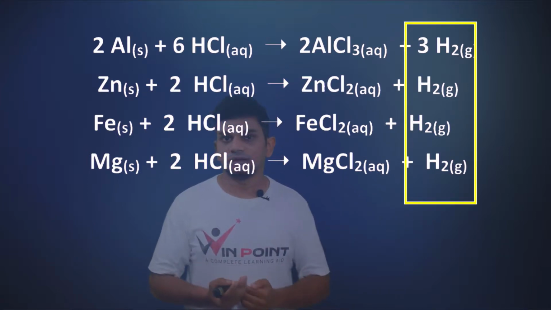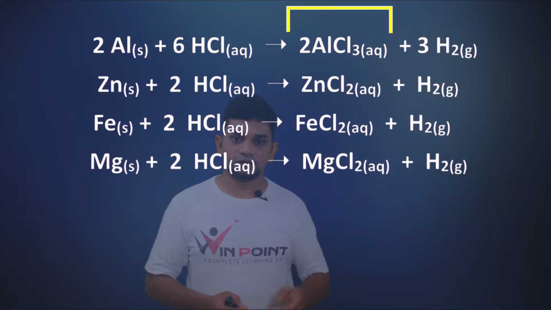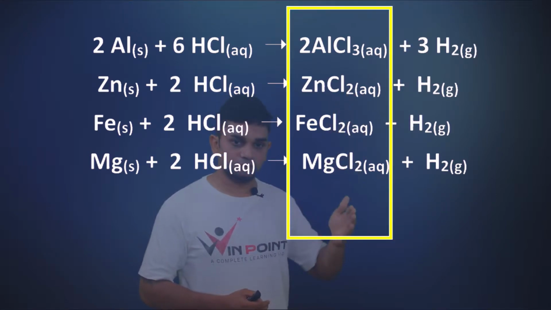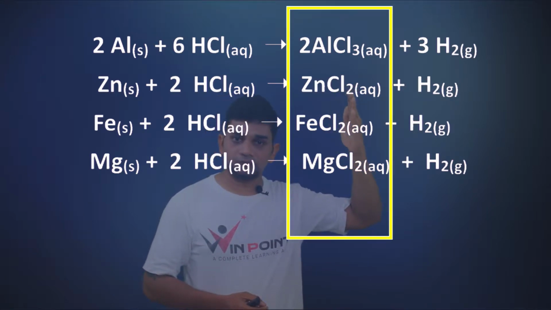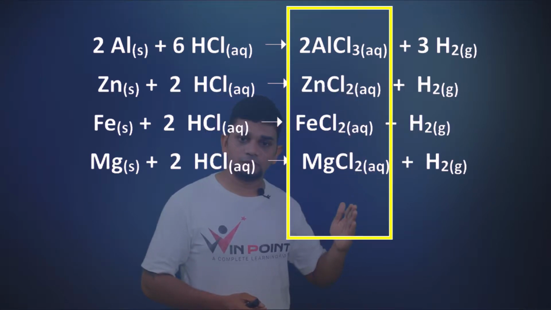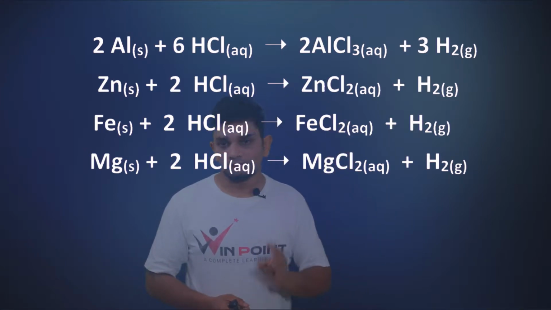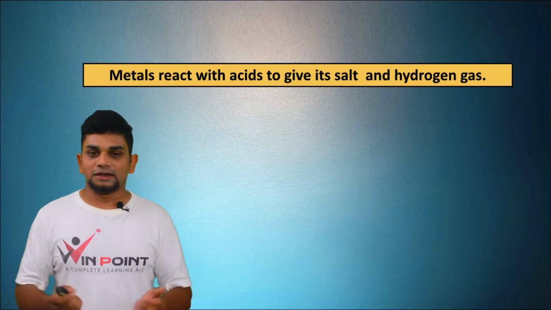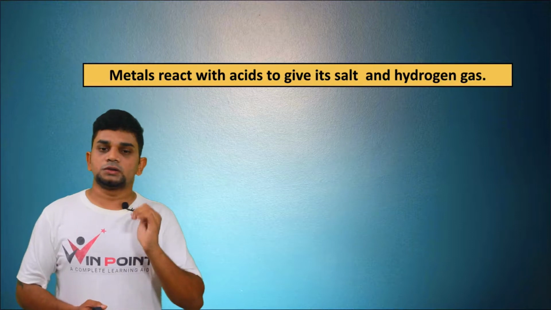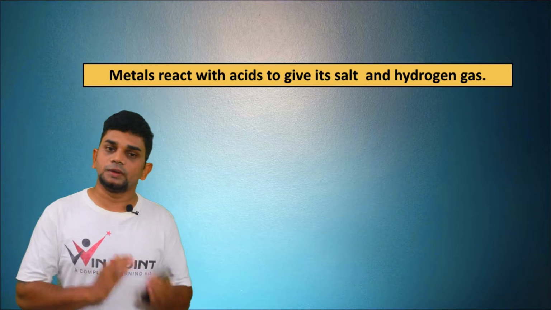If there is a reaction between metal and acid, we are going to get hydrogen and its salt. Here AlCl3, ZnCl2, FeCl2, MgCl2 are the salts. If you are taking sulfuric acid, H2SO4, it will be Al2(SO4)3, ZnSO4, FeSO4, MgSO4. Instead of Cl, we will get SO4. That's the difference. We can conclude that metals react with acids to give their salt and hydrogen gas.